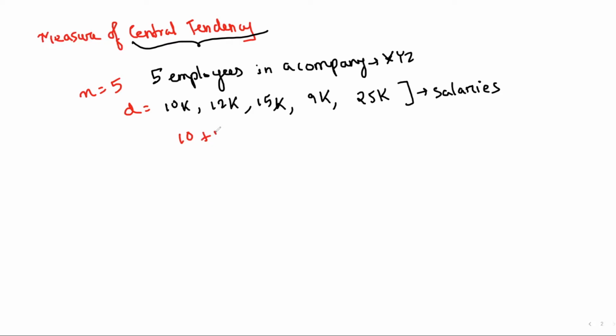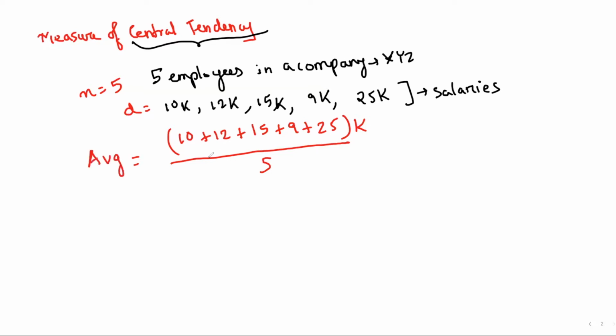So how will you calculate the mean? 10 plus 12 plus 15 plus 9 plus 25. K I can write here. K is nothing but 1,000, right? So for simplicity, I have written it over here, right? Divided by 1, 2, 3, 4, 5. So we have 5 employees, so 5. Just as we have seen in the previous screen, right? So mean or average will be this. So if you calculate the average, how much will it be?